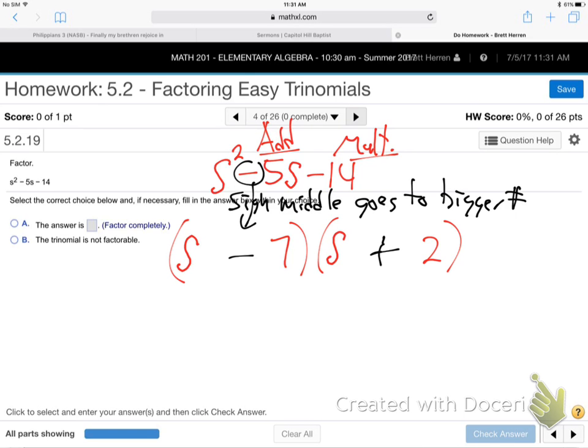If you lose $7 and you gain back only 2, you lost 5, huh? Is that good? And they do multiply to be negative 14. So that's right. So that'll make the signs easier. Sign in the middle goes on the bigger number every time. Does that make sense?